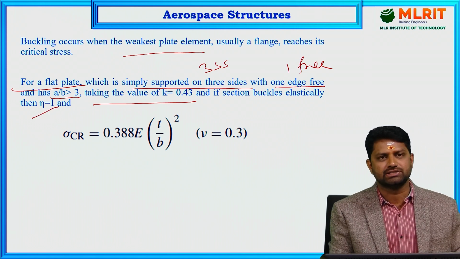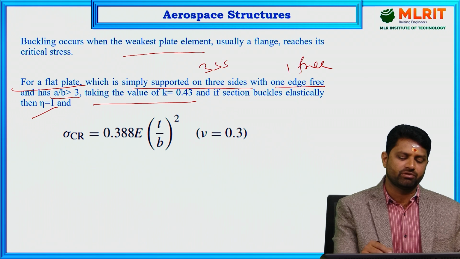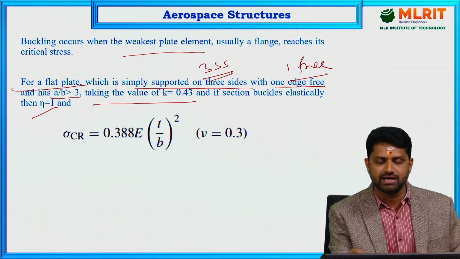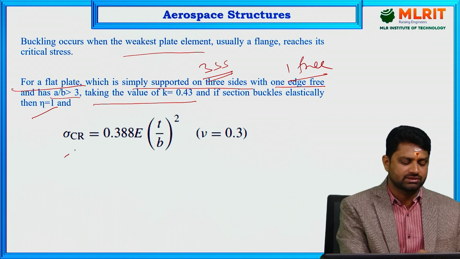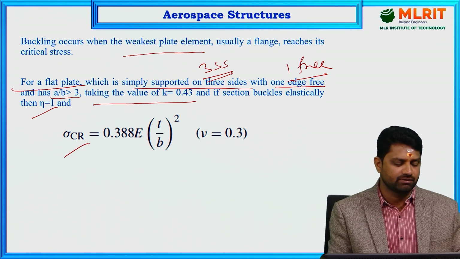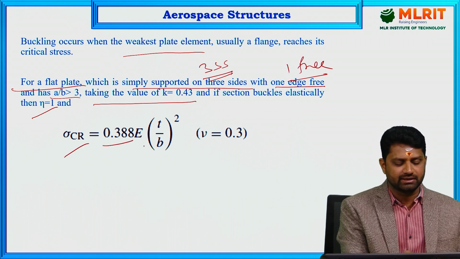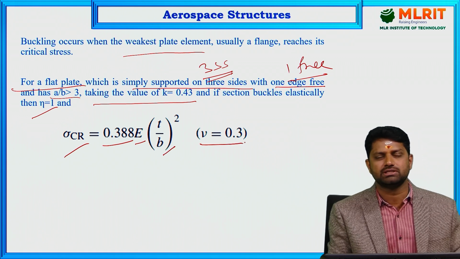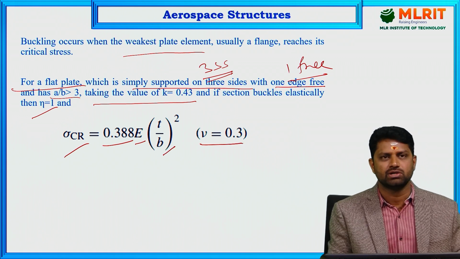So the critical stress or buckling stress for this example, with 3 simply supported edges and 1 free edge, is given by sigma critical equals 0.388 E into (T by B) whole square, where nu is taken as 0.3 for the example. So this is one condition.